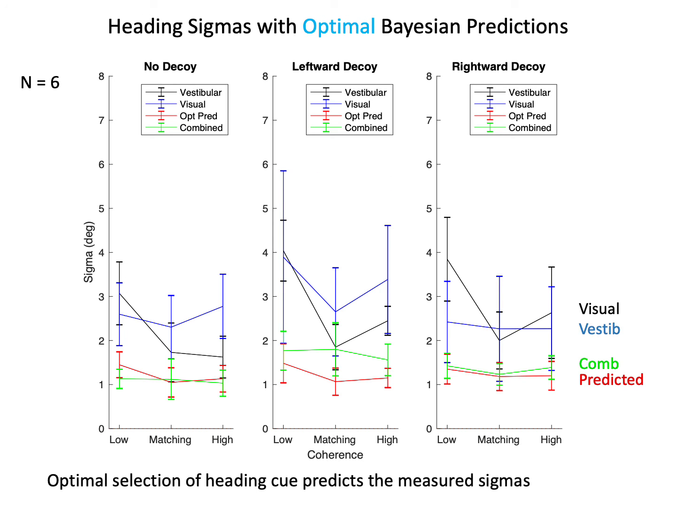Again, a similar result is obtained for the distribution sigmas. The predictions come down to the range of the measured sigmas of about 1 to 2 degrees.